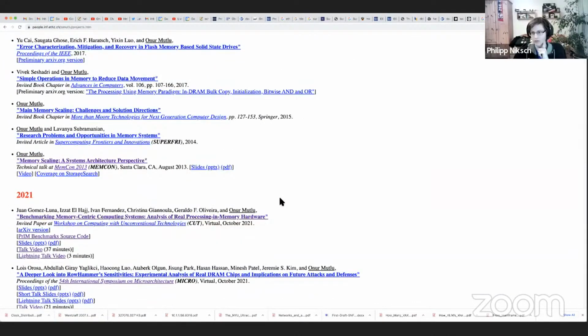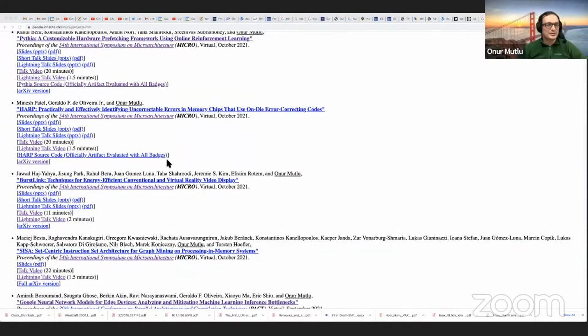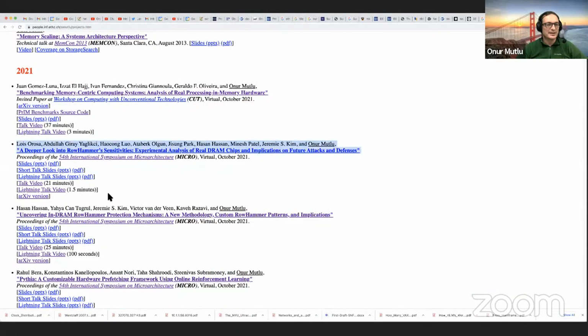Yes. Okay, great, thanks. So we had these two RowHammer papers. This is one: A Deeper Look into RowHammer Sensitivities, an experimental analysis of real DRAM chips and implications on future attacks and defenses. This is what Banu mentioned earlier, on the sensitivity of RowHammer to temperature, aggressor row active time, as well as spatial location of the victim cells. And I think if you understand the problem better, you can develop better solutions.